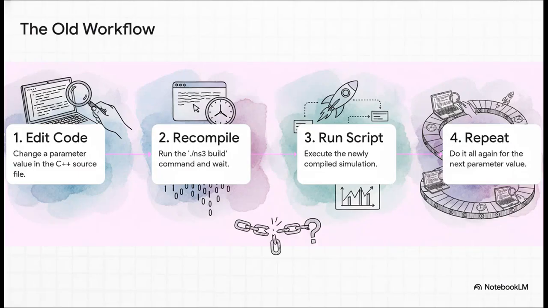I mean, let's just walk through how painful this is. First, you hunt down the line and edit the code. Then you run ./ns3 build, and you wait. Then you finally run the script. And then what? You've got to do it all over again for the next value. If you want to test 10 different data rates, that's 10 separate time-sucking recompiles. There has to be a better way.